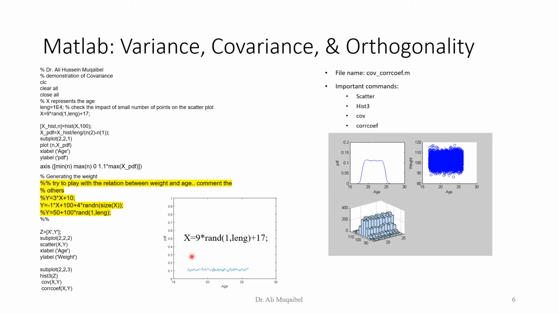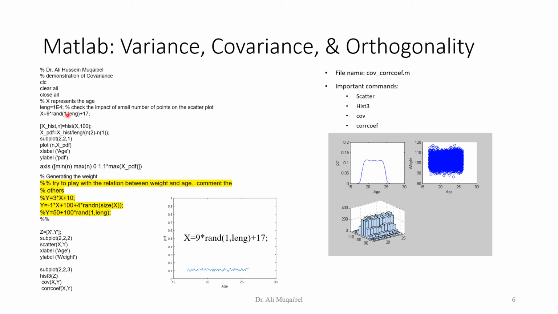So we have the age, which was generated randomly, uniformly between 17 and 26. And I'm generating y in three different ways. In one of the cases, y is totally independent, unrelated to x. It's just random numbers. In another case, there is a positive relation with 3x, and in another case it's a negative relation. So this is just for mathematical representation.